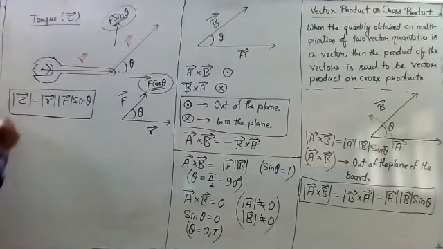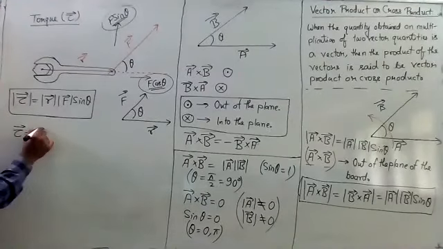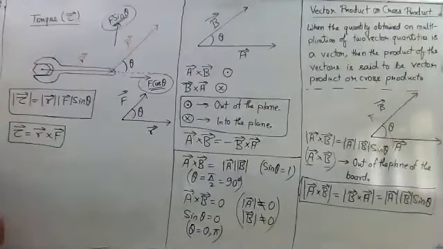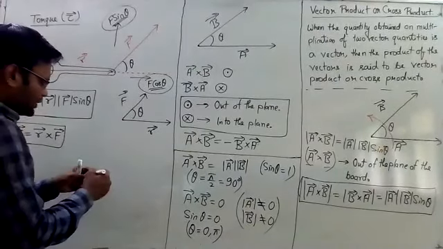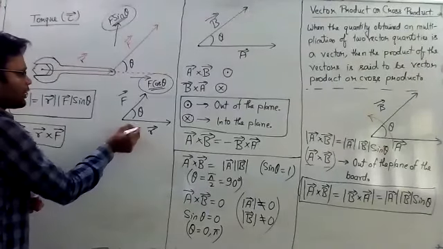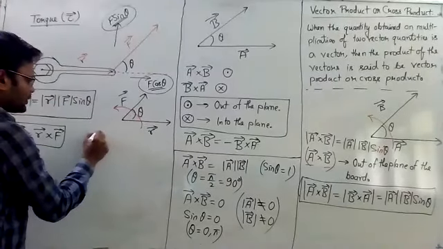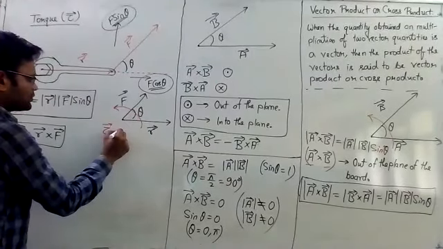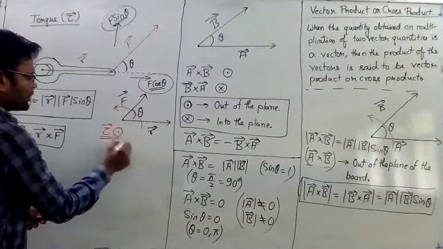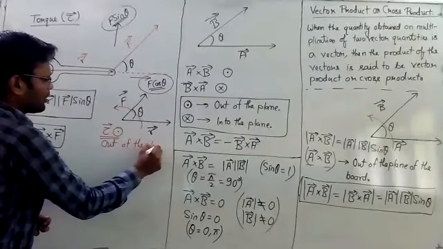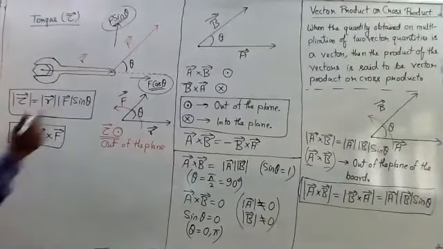Now what is the direction of the torque? Torque is given as R cross F. So R cross F by the right hand thumb rule, what can I say? If I apply the right hand thumb rule here, then what is the direction of torque? Torque is out of the plane. The torque vector is out of the plane. Okay, this is the direction of torque, it is out of the plane.